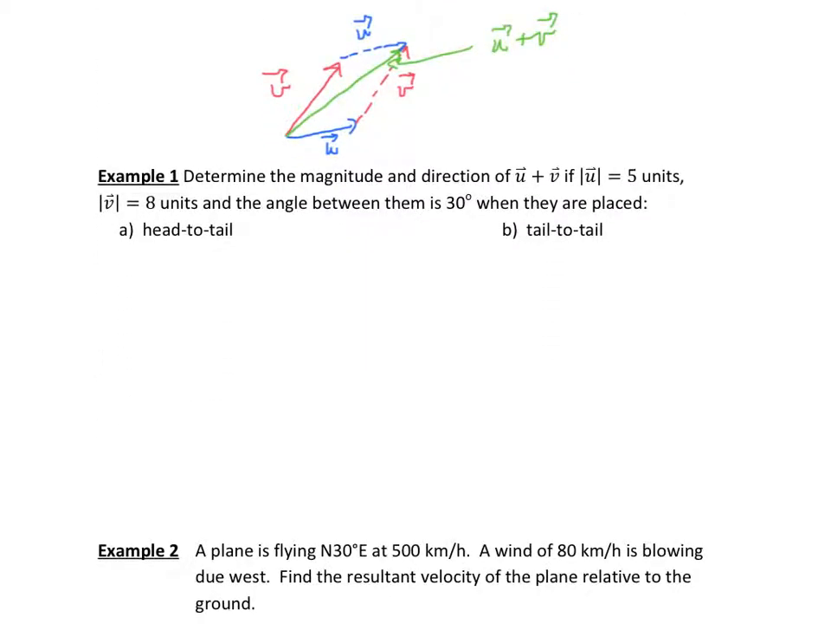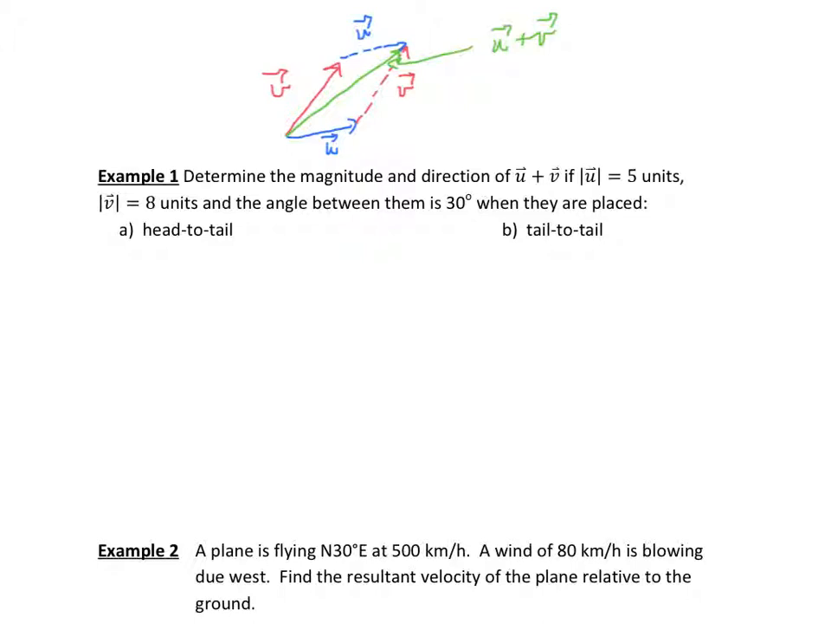All right, this example says determine the magnitude and direction of u plus v if u has a magnitude of 5 units and v has a magnitude of 8 units, and the angle between them is 30 degrees when they are placed head to tail and tail to tail. So you might need to write sort of small. I realized after I should have left you a little more space here.